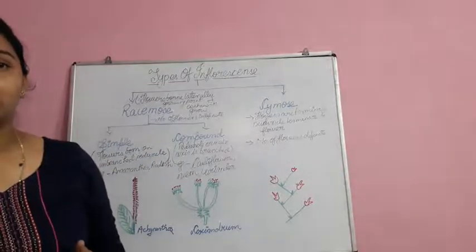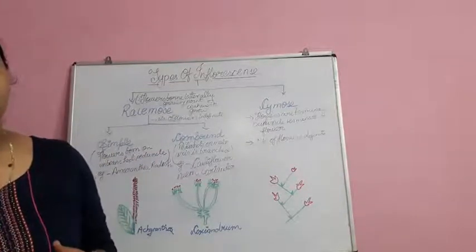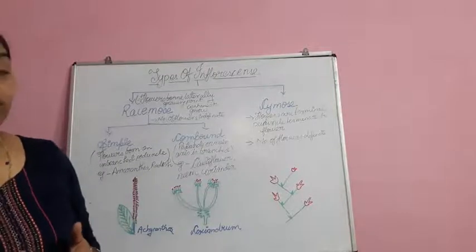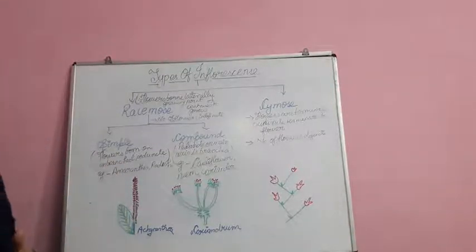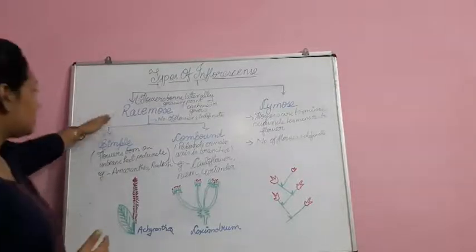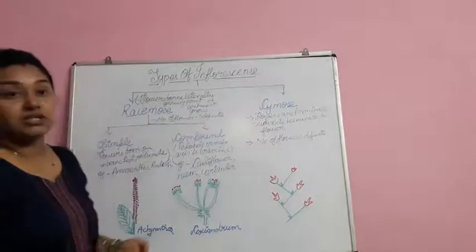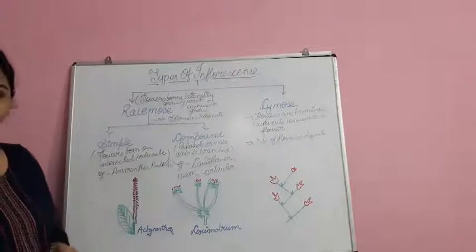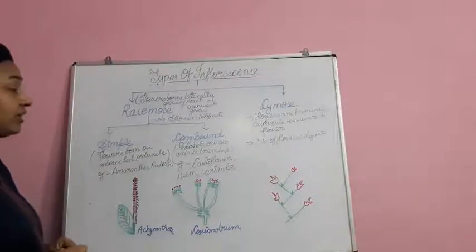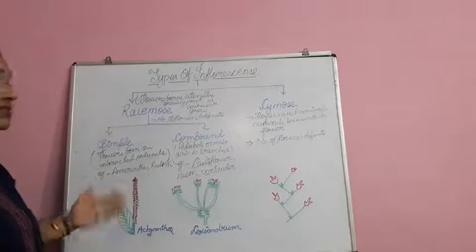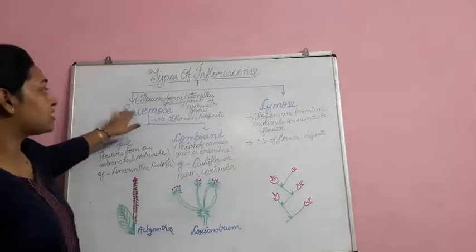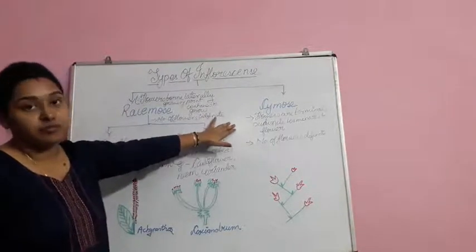As you know, inflorescence is the arrangement of flowers on the pedicel. So let's see what the different types of inflorescence are. On the basis of the arrangement of flowers, they have been categorized into two different parts: one is called racemose and the other is cymose. In our class 11 NCERT, we have to study only these two topics, right? So we'll discuss only these two.